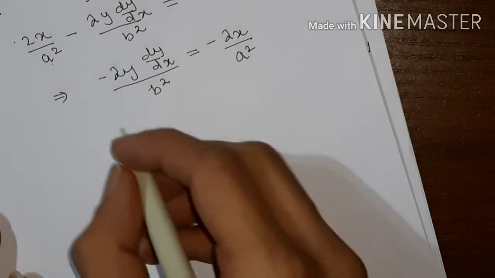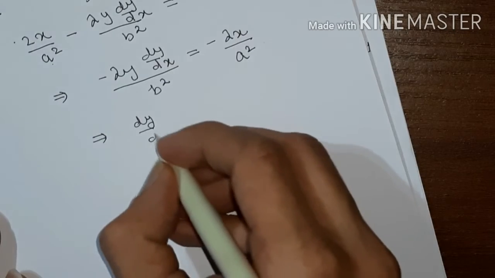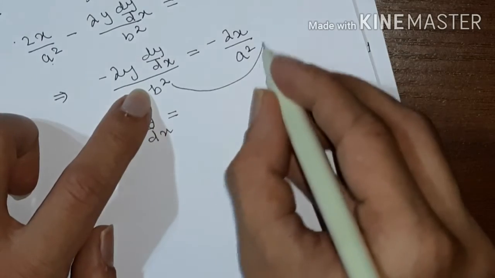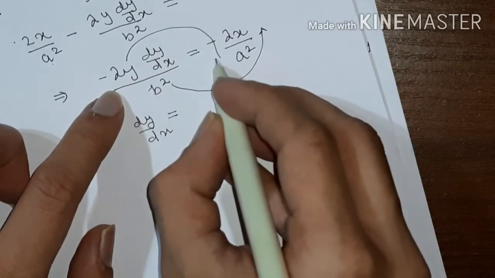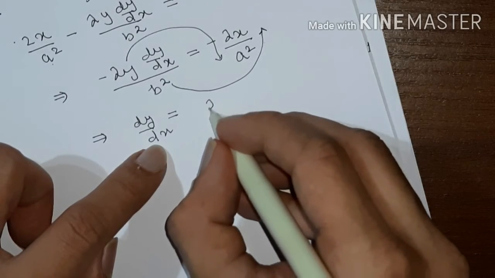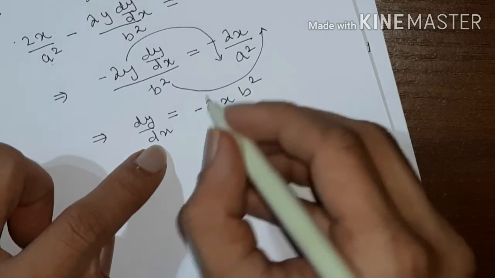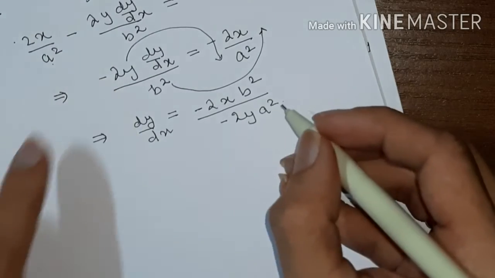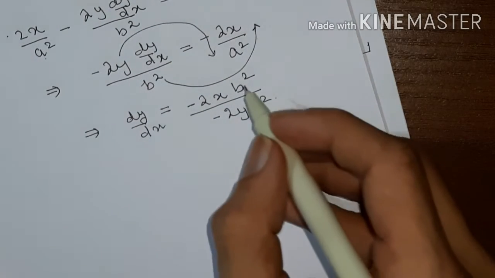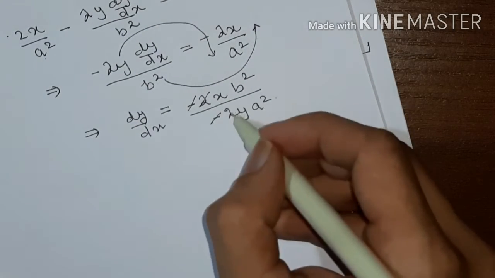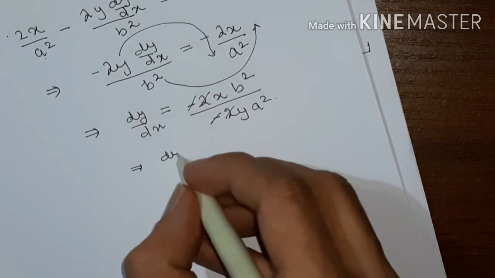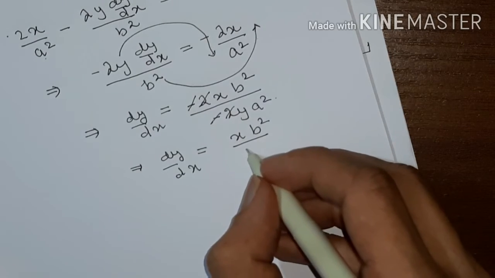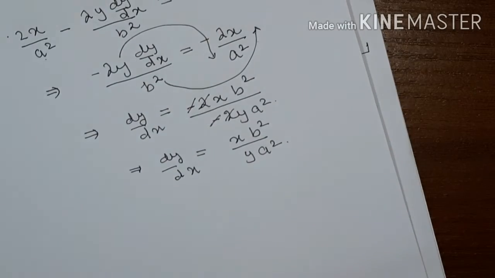Okay. So dy by dx will be what? So b square we can take in the numerator and 2y in the denominator. Okay. So what we get is minus 2x b square divided by minus 2y a square. Okay, this is what you will get. So minus and minus will get cancelled, 2 and 2 will get cancelled. Okay, so you will get dy by dx equal to x b square divided by y a square, right?